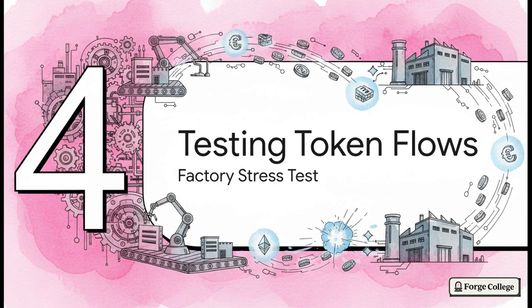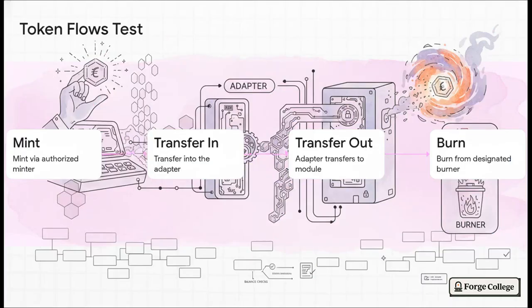Section 4. Testing your token flows. Welcome to the factory stress test. Look, we have our machines assembled, but we can't just flip the switch and walk away. It is time to put our factory through some rigorous integration testing. So here is the exact flow we must validate to make sure everything operates smoothly.